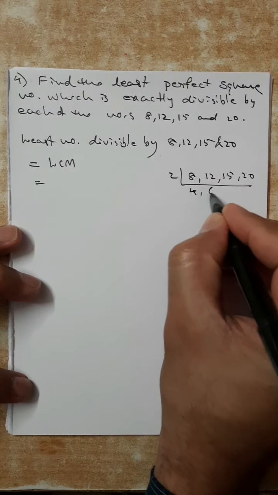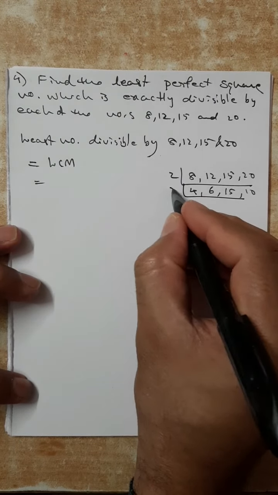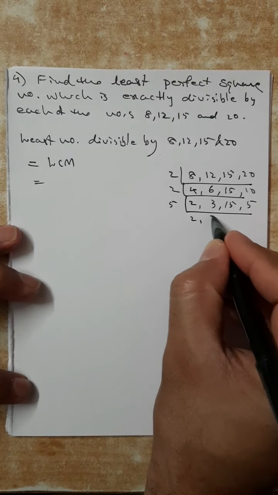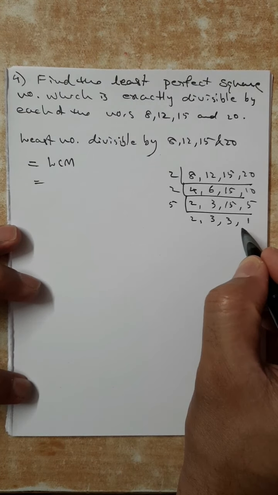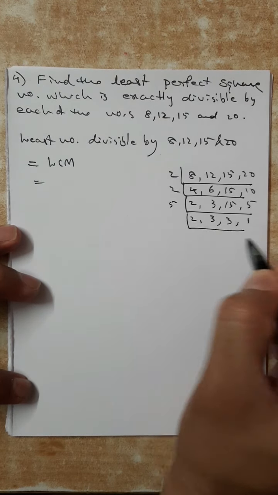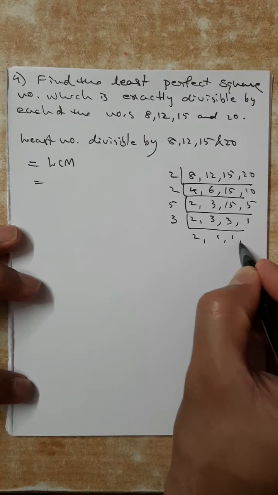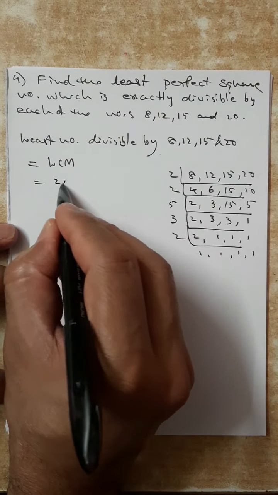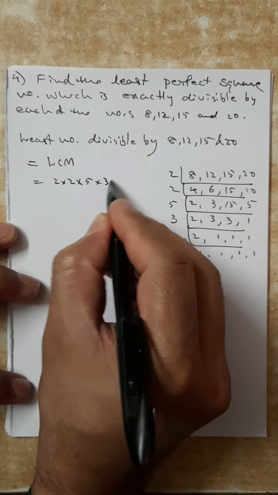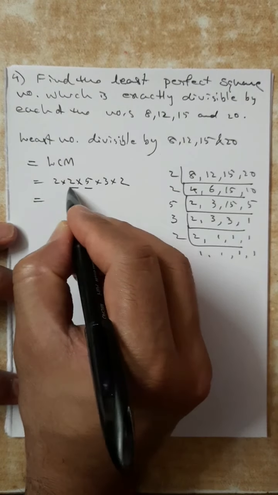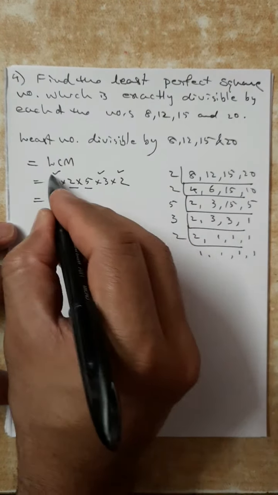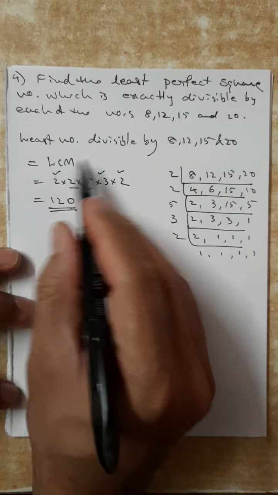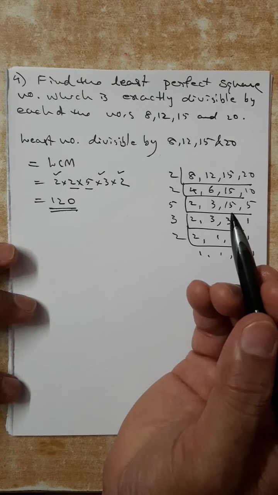This will be 2. Now we can do with the 5, 5 threes are 15, 5 ones are 5. Now we can do with the 3. So what is the LCM? 2 into 2 into 5 into 3 into 2. 5 and 2 together make 10, so the other things we will multiply. 2 twos are 4, 4 threes are 12, 12 into 10, 120. So the LCM is 120.